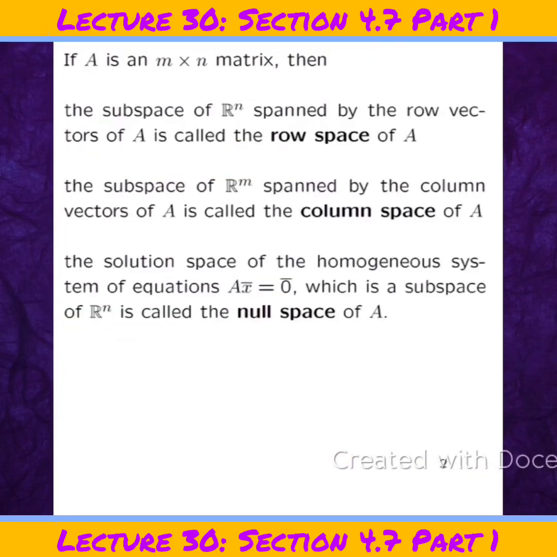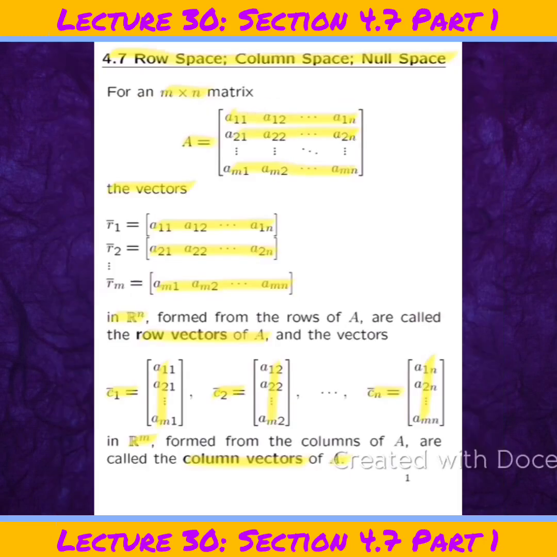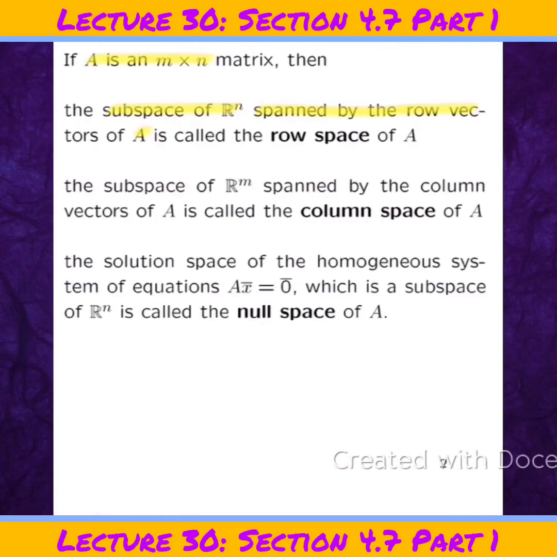Now just to formalize the following, if A is an m by n matrix, then the subspace in Rn that is spanned by the row vectors of the matrix A, so you take the matrix A and you take these row vectors, right? Now what's the space spanned by those row vectors? It's a space where each vector is a linear combination of those row vectors. And we call that the row space of the matrix A.